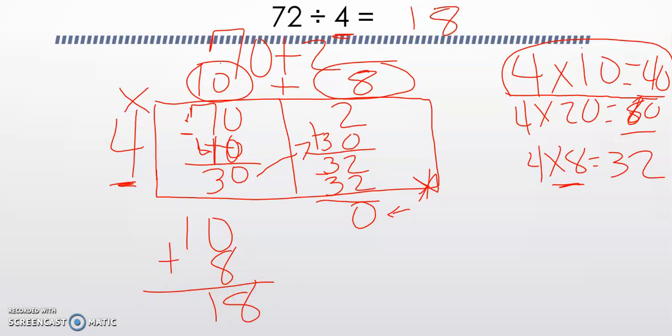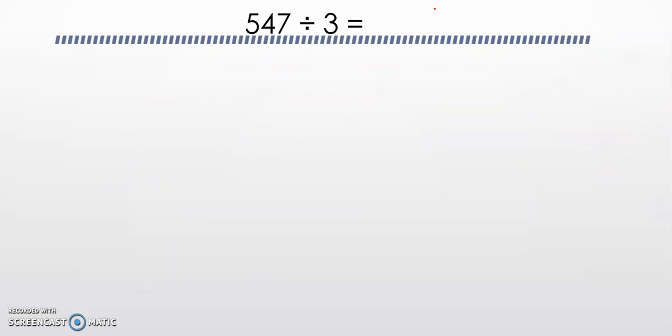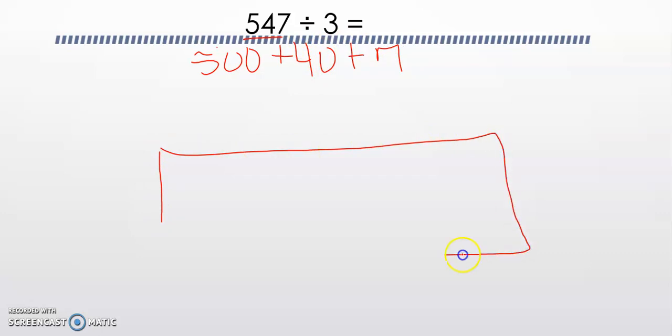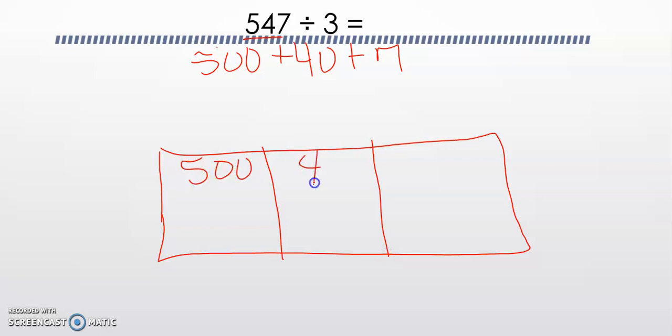Let's look at another one. This time I have 3 digits in my dividend. So that'll be 500 plus 40 plus 7. And this time I'll need 3 columns to fit these parts. And my divisor is 3 knocking at the door.